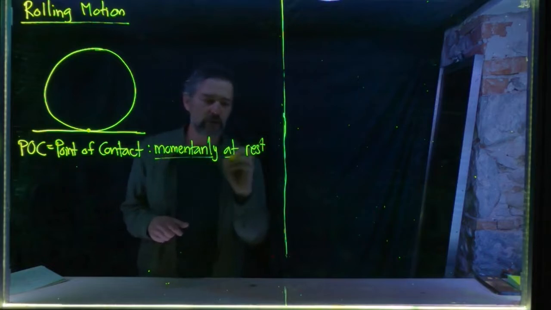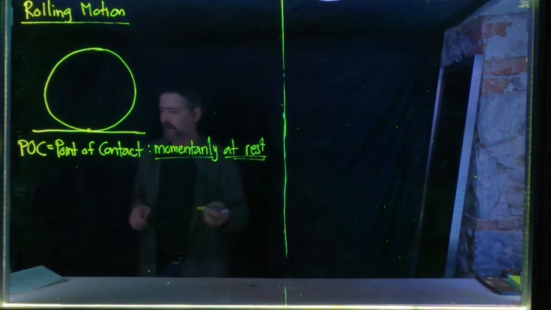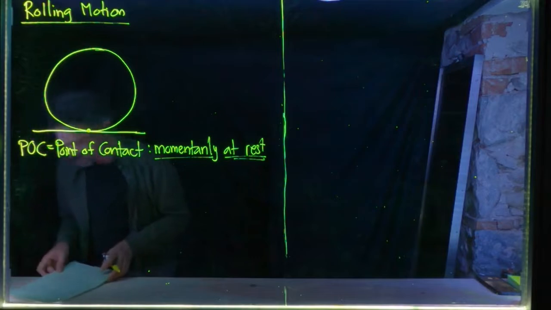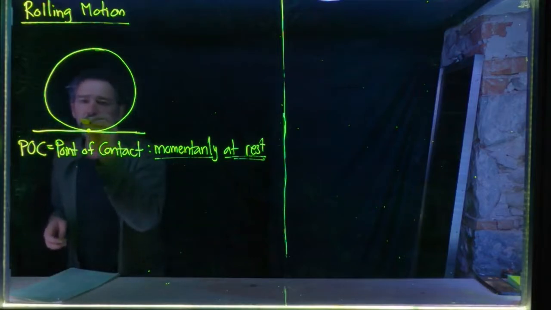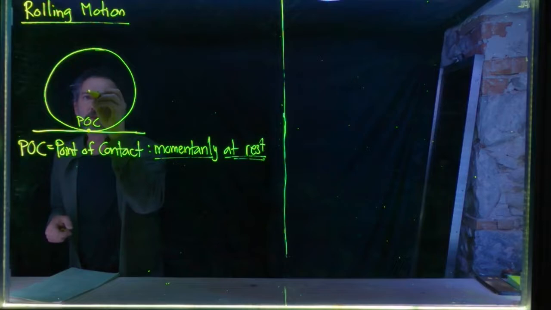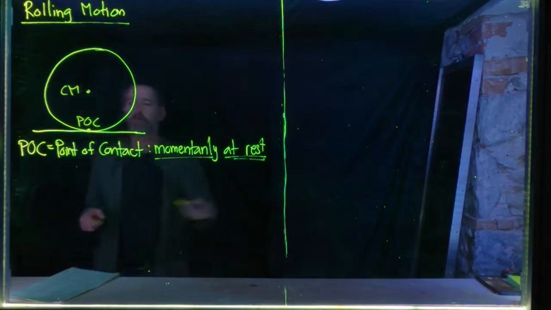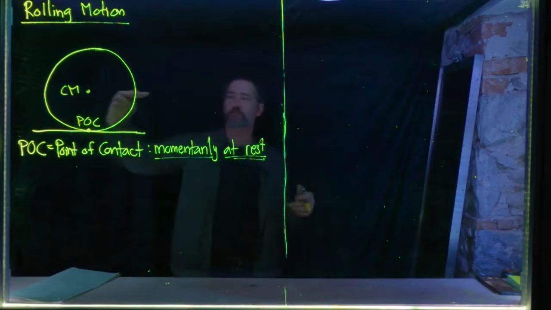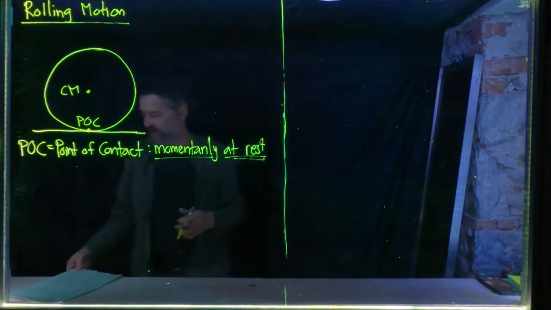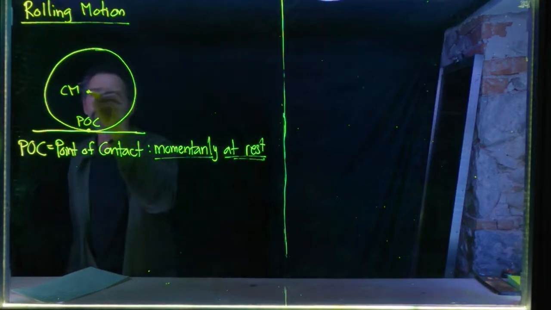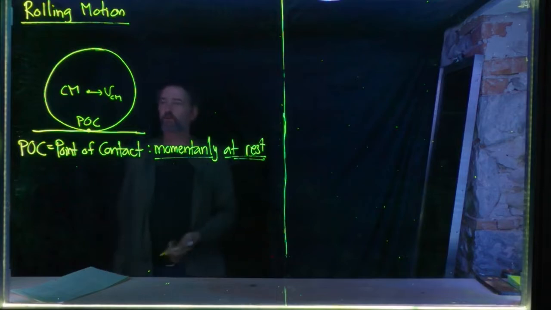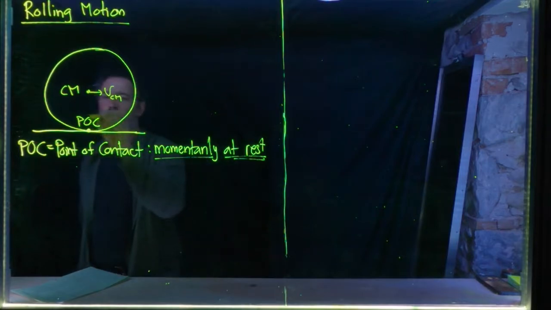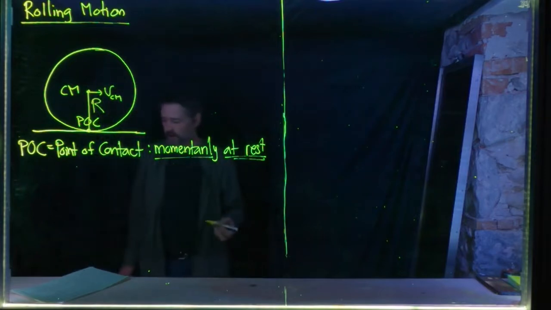Okay, momentarily at rest. So this is the POC. And then, of course, there's the center of mass point over here. When that wheel is rolling, the center of mass point is moving along with some velocity, and we call that the velocity of the center of mass point, VCM. The distance between the center of mass point and the point of contact is the radius of the wheel, r.